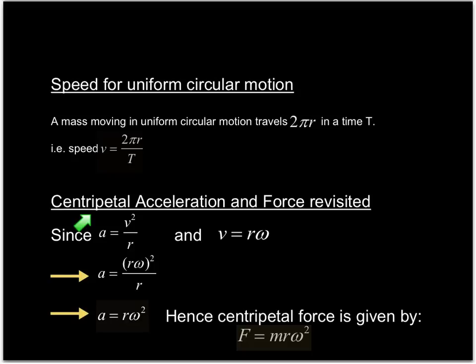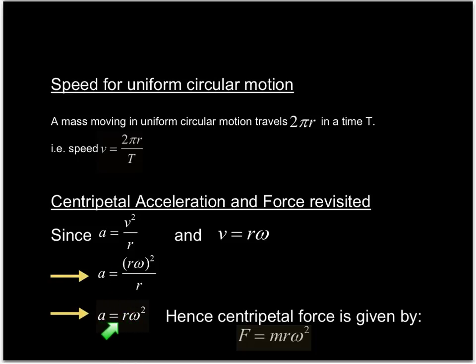In a similar vein, centripetal acceleration and force can be reconsidered. The equations can be reformulated using omega, the angular frequency. Since we know this equation, which we derived before, as v squared upon r for the acceleration, and we also know v, the linear speed, is r, the radius, times the angular frequency, if we substitute that in, we get this. If we square it and cancel out some r's, we get this equation here.